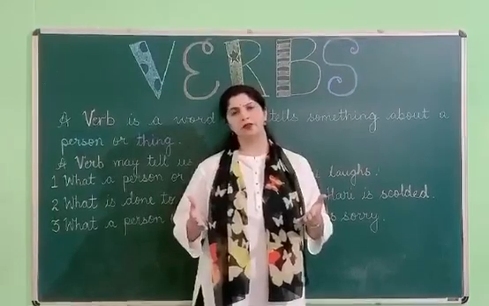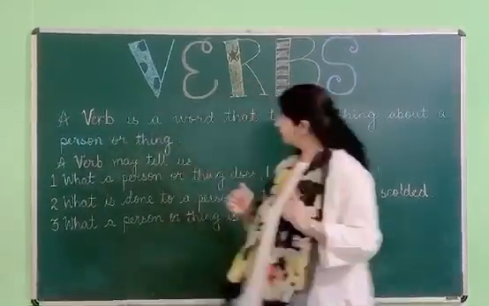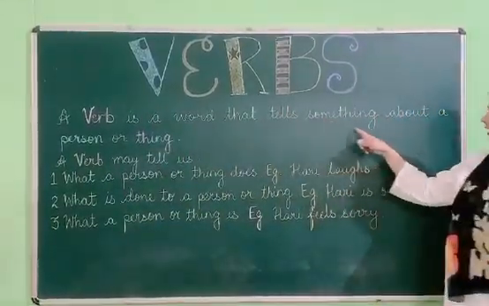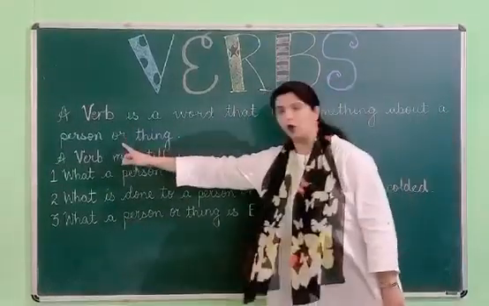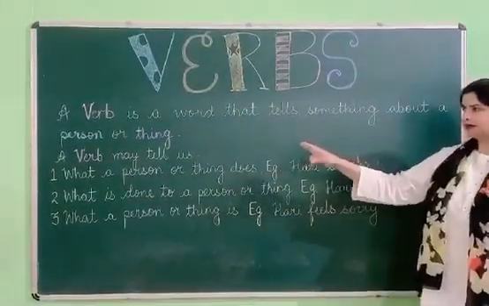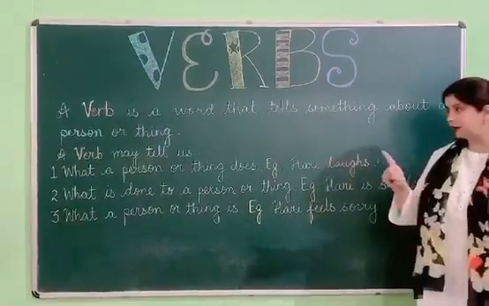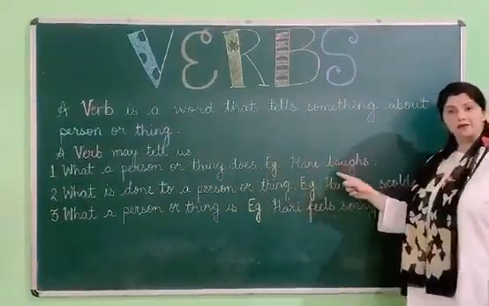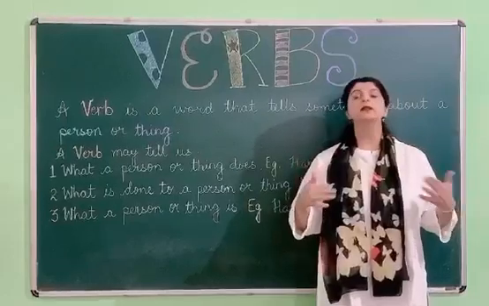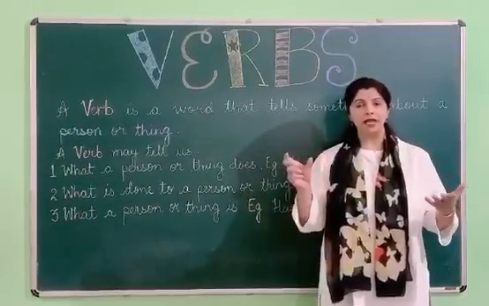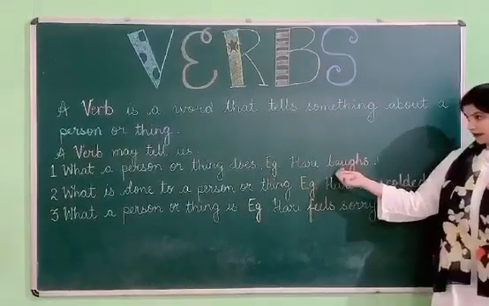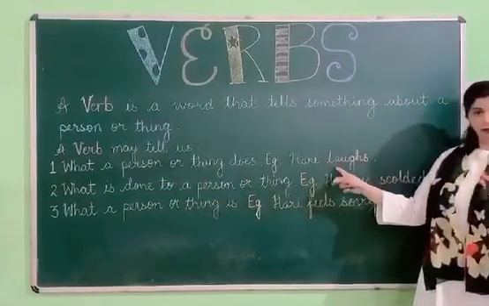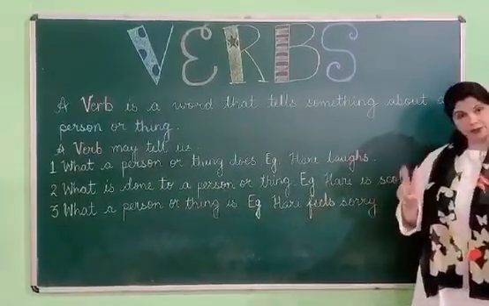Now let us see children what verbs tell us. First, a verb is a word that tells something about a person or thing. A verb may tell us three things. Number one, what a person or thing does. Hari laughs. What is happening? Hari is laughing. So, where is the action happening? In the word laughs. He is laughing right now. So, what a person is doing. He is laughing.